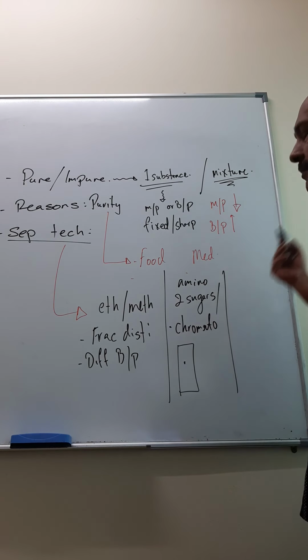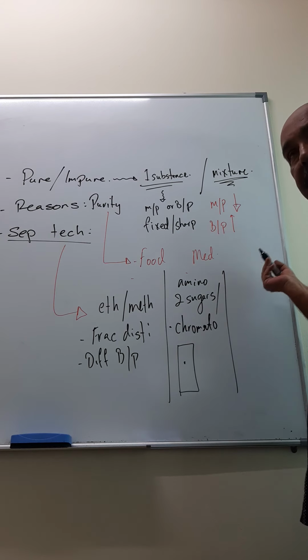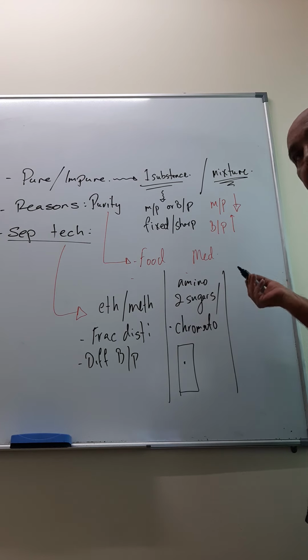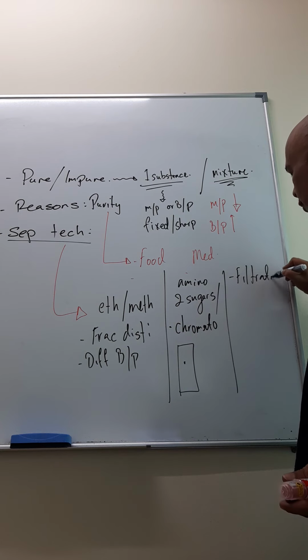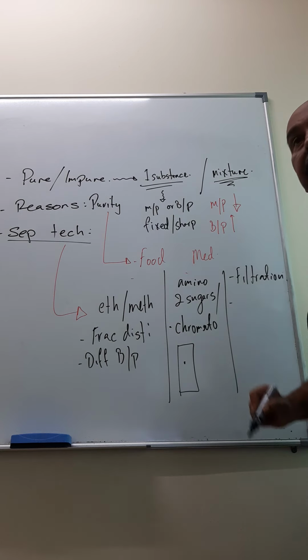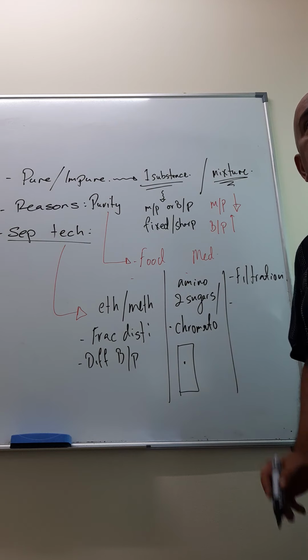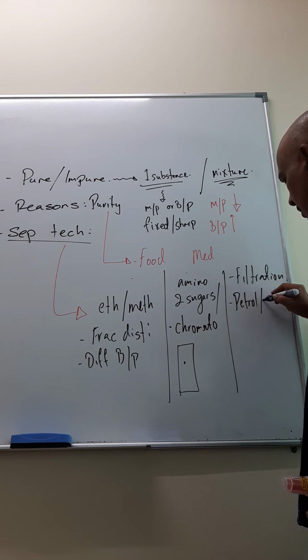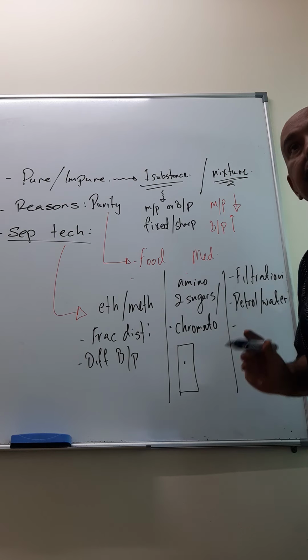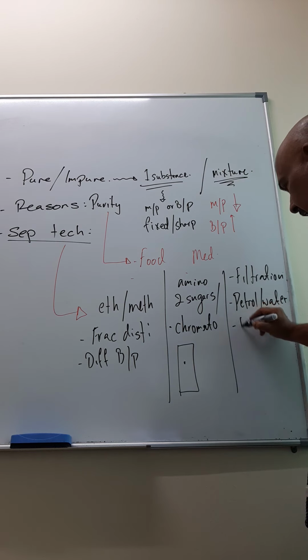Okay. Then you have the simple thing. If you have an insoluble solid, you're going to use filtration. Okay. If you have two liquids that are separated, like petrol and water, you're going to use decanting, where you take one liquid out first. Okay, you're decanting here like that. Right, because they'll be on different levels.